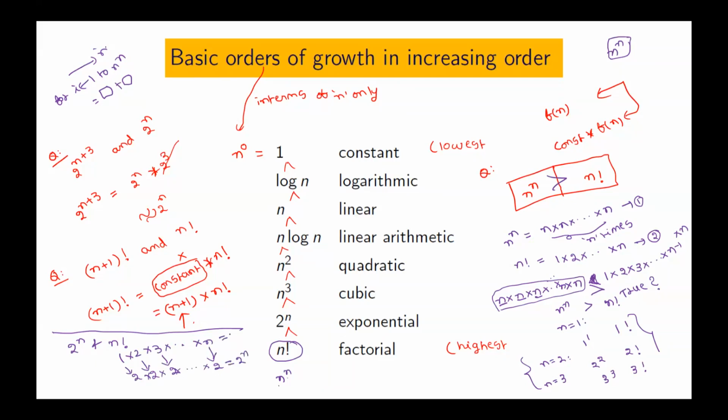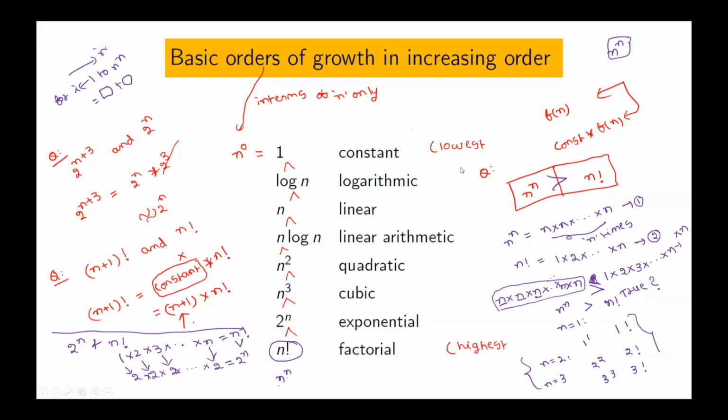This is n factorial. Why? Because here every time I am replacing with a number which is smaller, except in the first case. If n is more, except in the first case, in all cases I am replacing the number with a smaller number. This product will be definitely smaller than this product. Is that correct? Yes, sir. Simply based on the definition of what is n factorial and what is 2 power n.